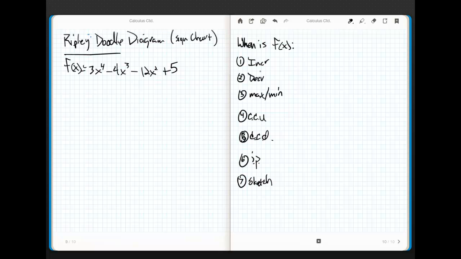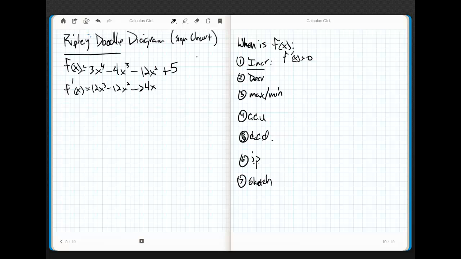So first things first, think about this. How can I tell when a function's increasing? Well, way back when, that was when f prime of x was greater than 0, right? Well, let's take a derivative and see what happens. F prime of x equals 12x cubed minus 12x squared minus 24x. Do you agree with that?